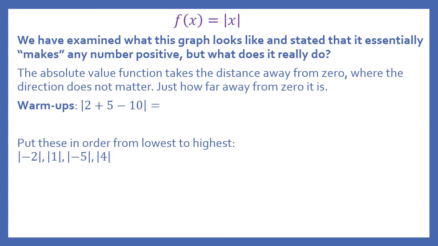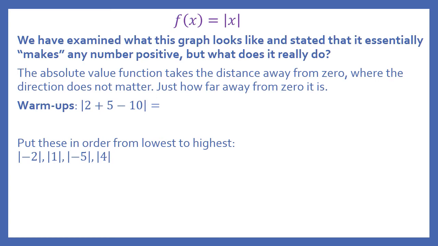The absolute value function takes the distance away from zero, where the direction does not matter, just how far away from zero it is. So because we're talking about distance and not displacement, which is different for the physics kids, you can't have a negative. It's just how far, how many units away from zero are you?